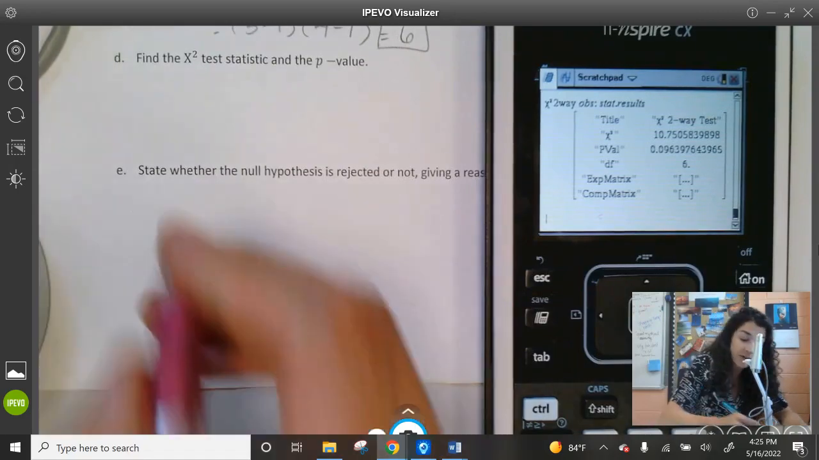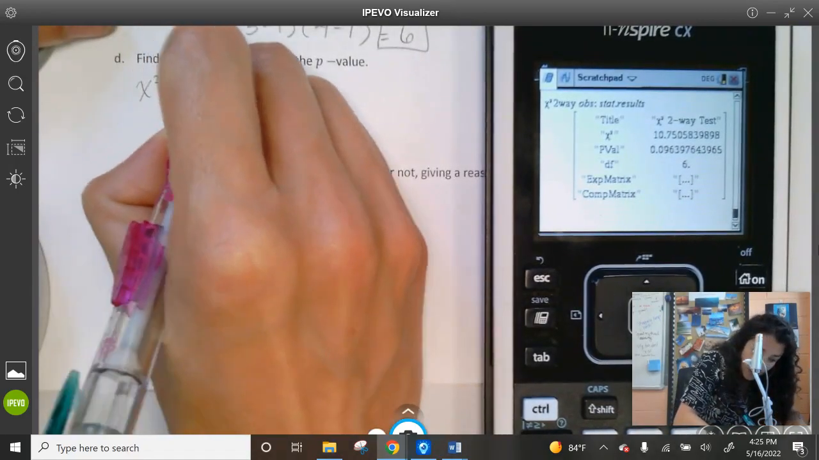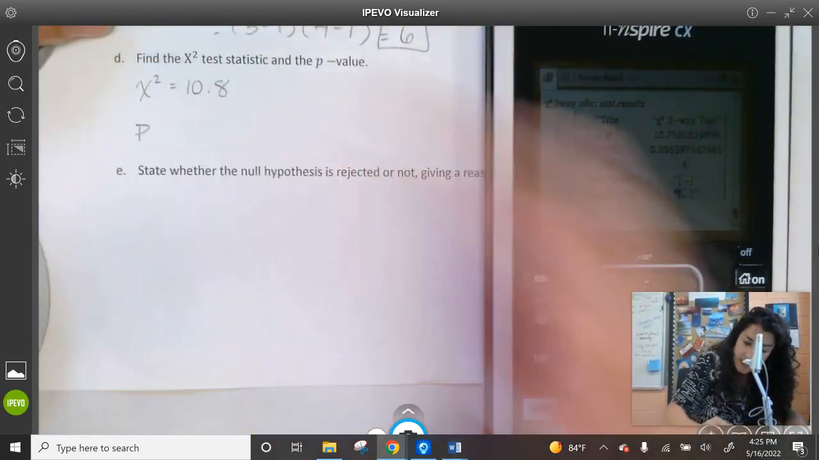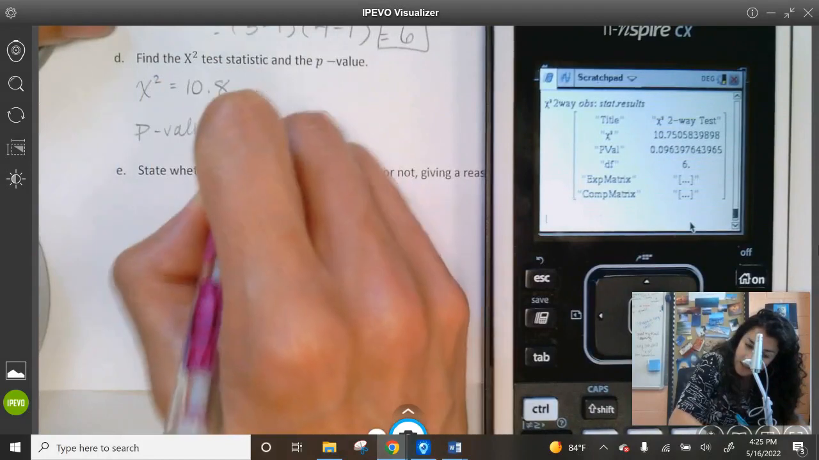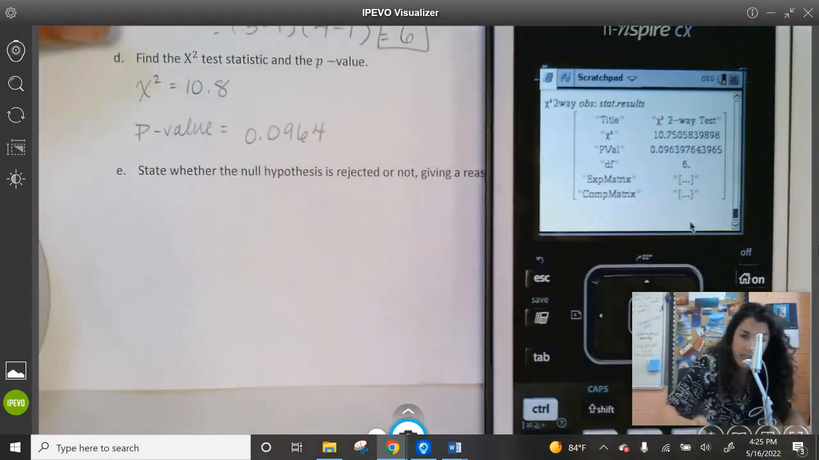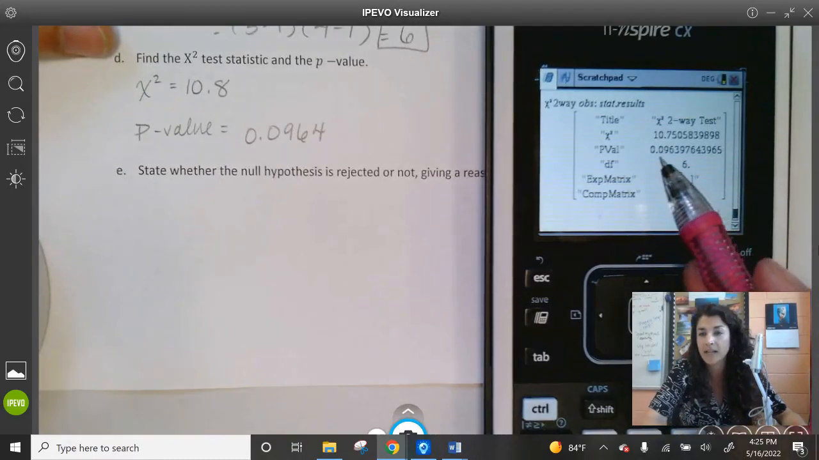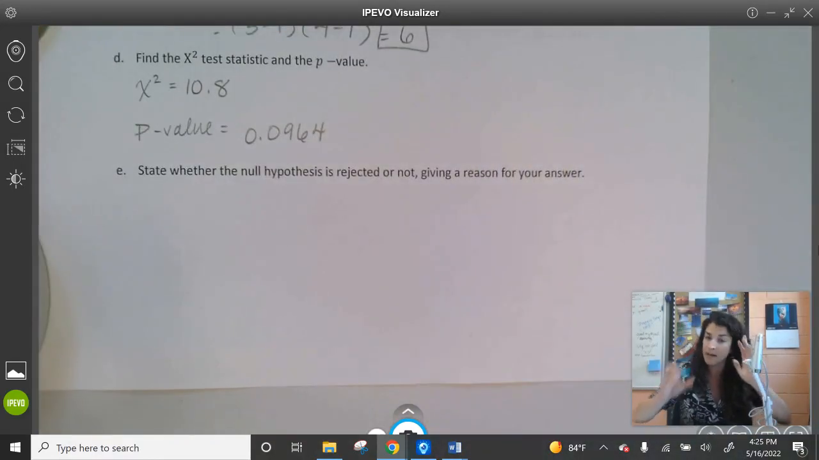Okay, so it said to find that chi-squared value. So that chi-squared value is 10.8 for 3 sig figs. And then our p-value is 0.0964 for 3 sig figs. Remember that second zero also does not count as a sig fig because it hasn't been bounded yet by another integer.